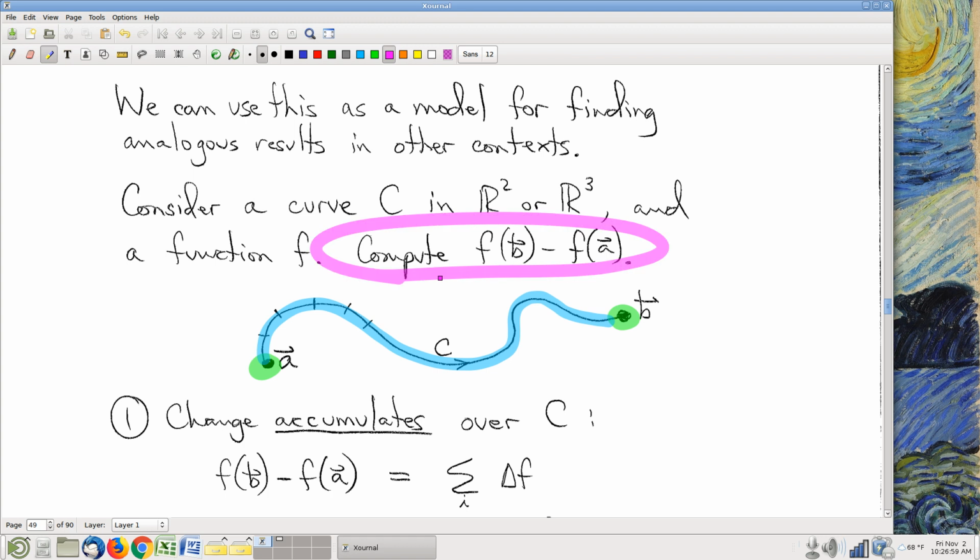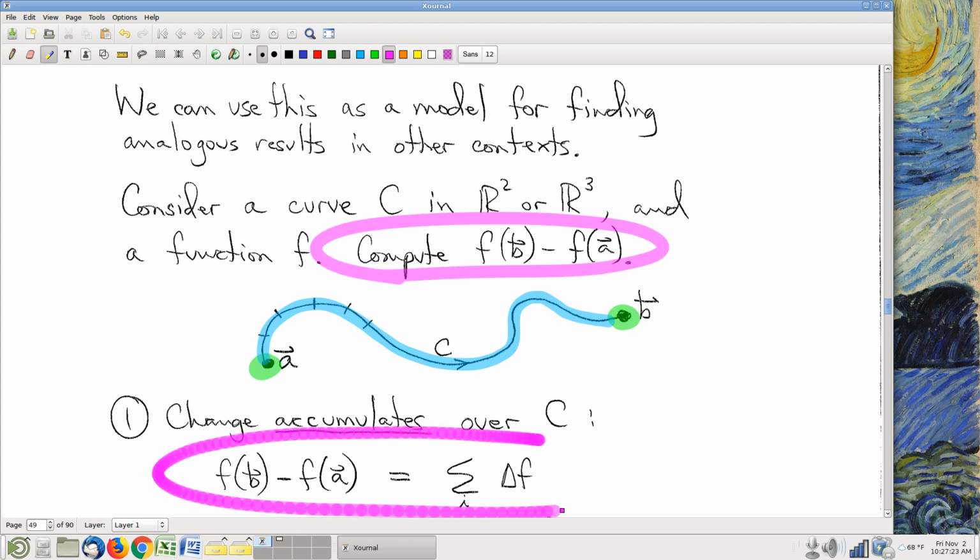We can imagine some function defined on R2 or R3, right? There's nothing about this picture that prevents it from being in R3. Maybe there's some real valued function on R3. Think of it as temperature if you like. And I could ask the question, how much does this function f change between the point A and the point B as I move along the curve? Well, first observation, change accumulates. It's just like it accumulates as you move along an interval on the x-axis or the t-axis. Likewise, it accumulates as you move along a curve.